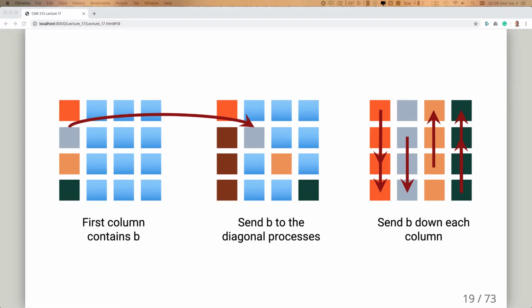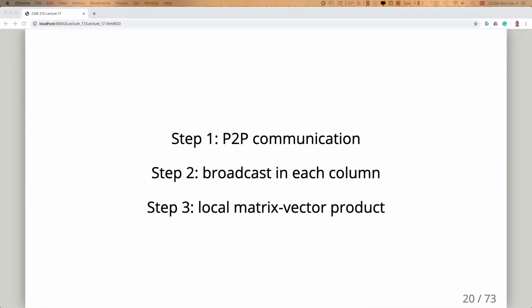Each process, each one of those, now has the block of B it needs, and it has the corresponding block of A, so you can just do the matrix vector product with the data you have. So no more communication is required. This is what I called the local matrix vector product. Local meaning that there is no exchange of data or MPI calls, it's just a straight A times X product.